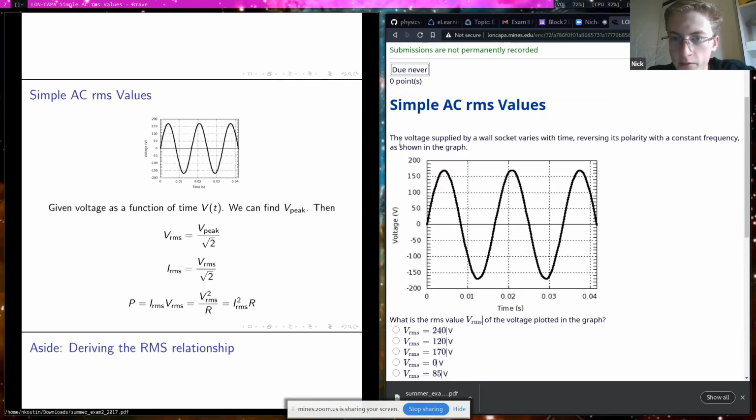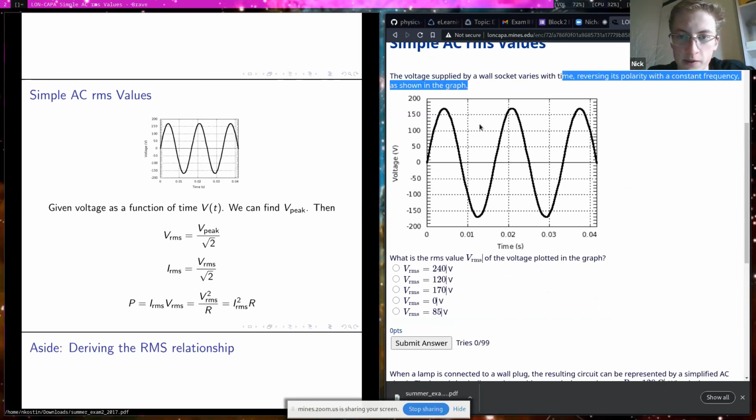The voltage supplied by a wall socket varies with time, reversing its polarity with constant frequency. That's basically just saying that the voltage is a sinusoidal function that's coming out of the wall socket. What is the RMS value of the voltage plotted in the graph? We argued earlier that for any function that varies as a sinusoid with time, its RMS value is just going to be its peak value divided by square root of 2.